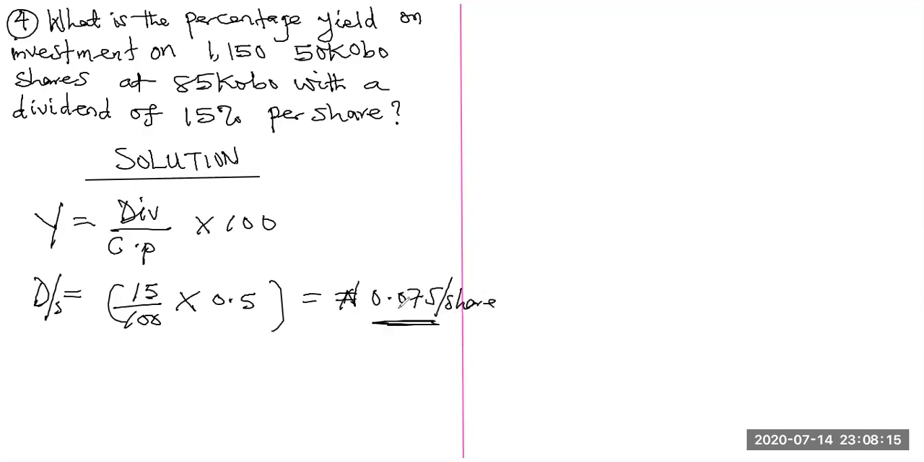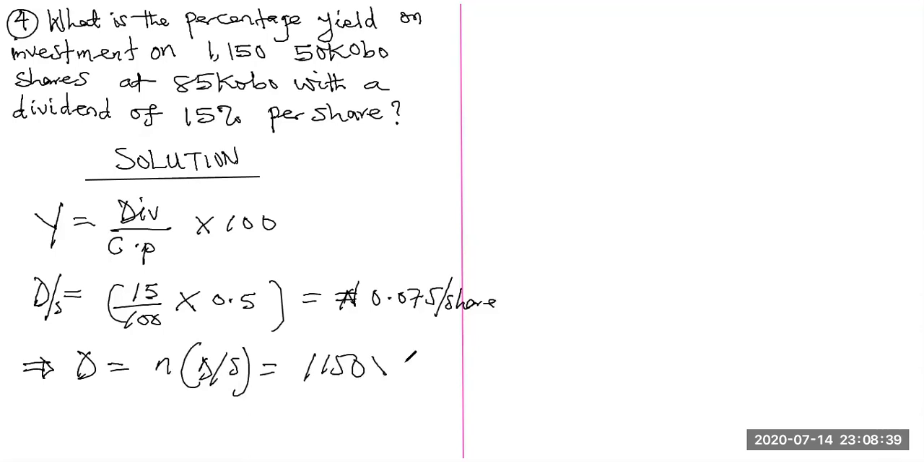Now, sometimes they will give you your dividend as a fixed price per share. Most of the questions we are doing are in the more difficult way, in percentage. We'll convert to this and then proceed to do other calculations. So that implies that our dividend now is this amount multiplied by the total number. So n into dividend per share, that is 1150 multiplied by 0.075. So what do we have? Our dividend is about 86.25 naira.